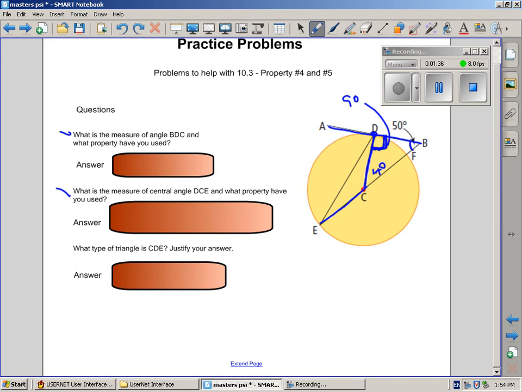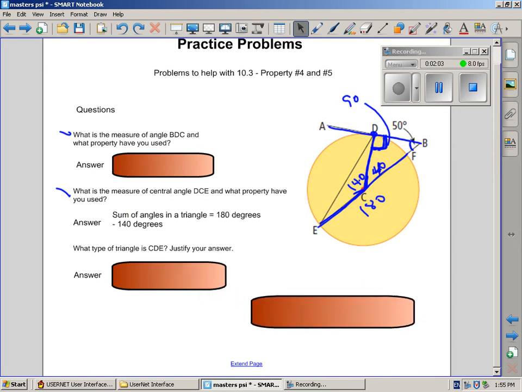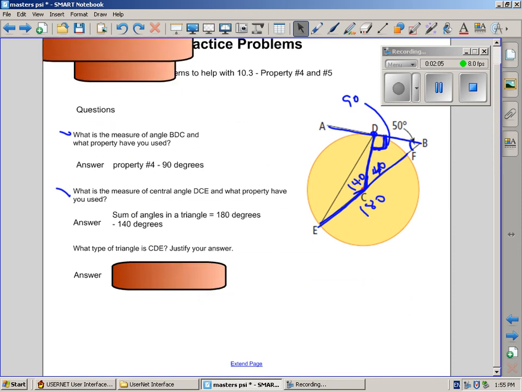And because we have a diameter, which is a straight line, and all straight lines are 180 degrees, we know that this angle that is 40 and the central angle, which we're trying to find, this angle here, must add up to 180. So then we know that this angle is 140 degrees. And we use the rule that the sum of angles must add up to 180 to figure out the measure of that angle. And you can see that there it is at 140 degrees.